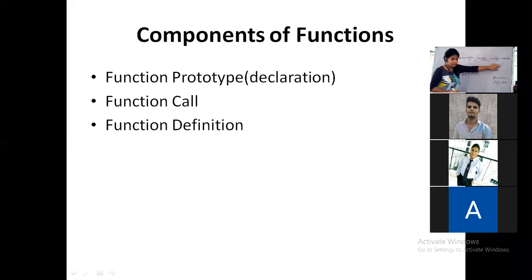And don't use semicolon here. If you use semicolon, then it will terminate. In function definition, use the curly bracket here and the closing bracket here, and write the set of statements which you want to call again and again in the program. These are the three steps while writing the function. First, declare the function. Second step is function call, and third step is the function definition.